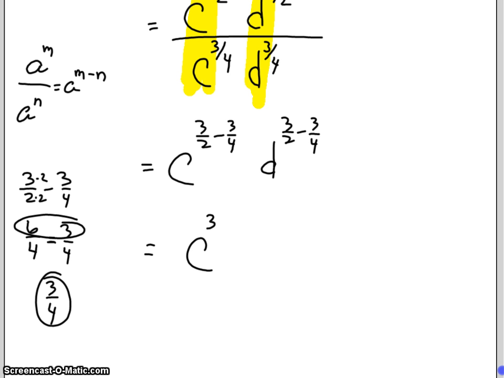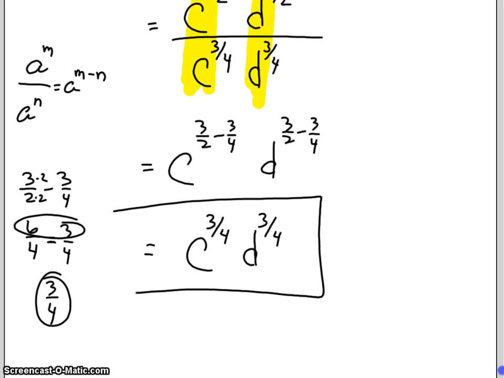So c to the 3/4, d to the 3/4. We do not have any negative exponents, so we're good to go. We're all set. You can leave your answer like that.